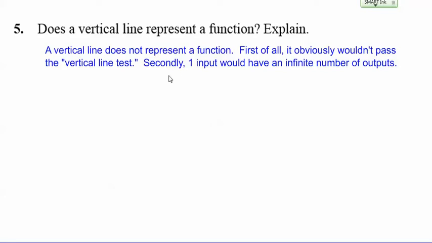When people start talking backwards about outputs before they talk about inputs, it gets very confusing. Makes an algebra teacher's head want to explode. But this is the simplest way to put it, that one input would have an infinite number of outputs, or more than one.